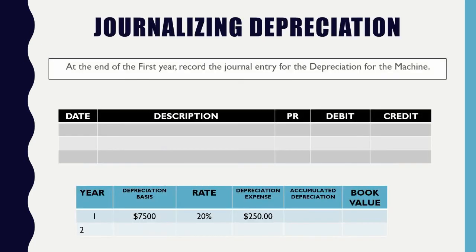Okay? And of course, how are you going to journalize it for the first year? Straightforward. It's going to be only for $250. Okay? Any questions for straight line?